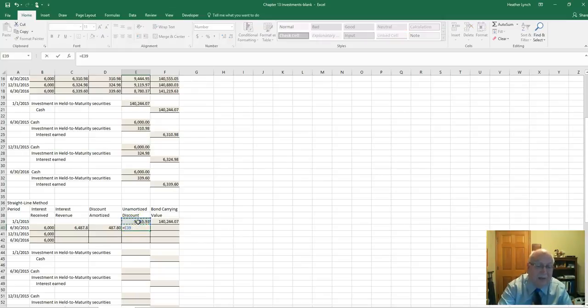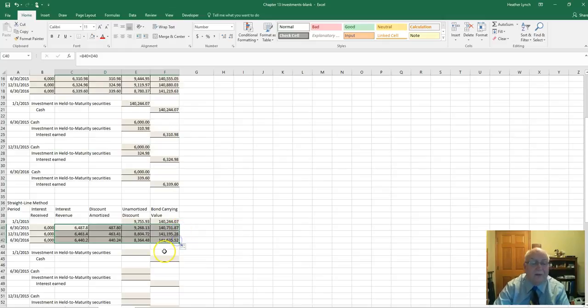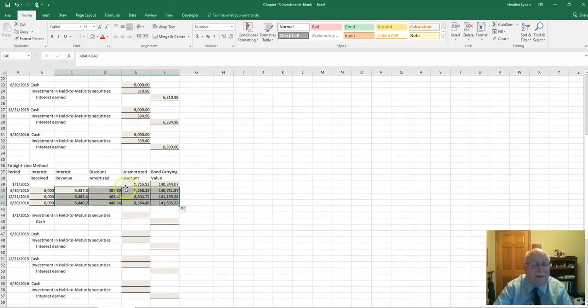And this column is done the same way: 97,593 minus the 47.80. And this one is also done the same way, 140 plus the amount that you amortized. Okay, so when you get done with it, you just do this down here, add it together. This straight line method is acceptable by FASB if it doesn't materially differ from the effective interest method. Okay, and that's a judgment call. But the entries are done the same way.